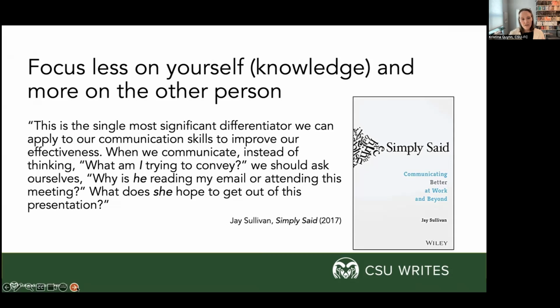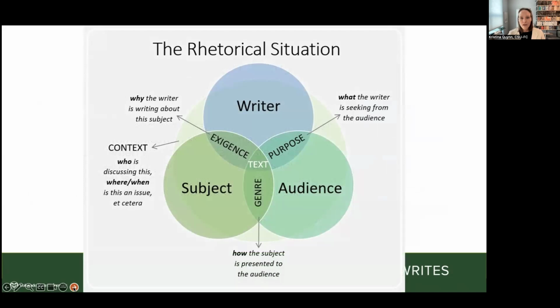And I like Jay Sullivan's work on Simply Said and Communicating Better at Work. If you're looking for a good guide for figuring out how to write emails or other things, it has a great approach. I have actually used this with units on campus on how to send emails and how to do basic communications with other folks.